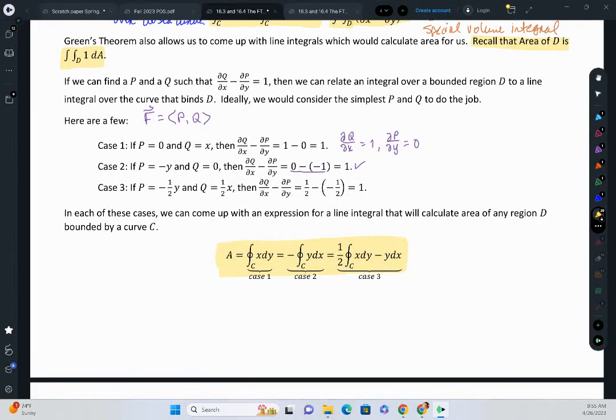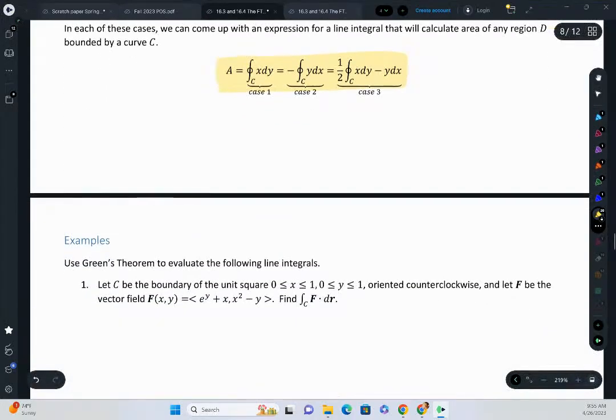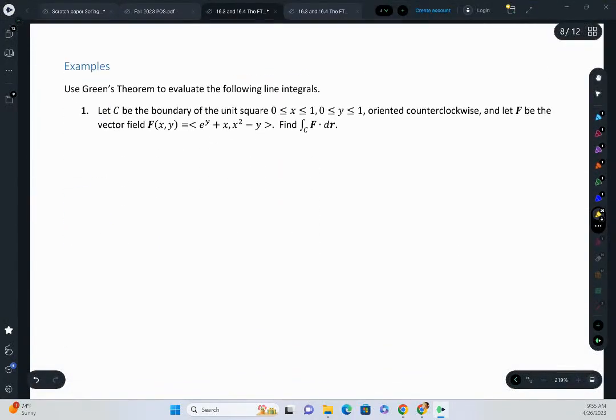Now, the curve C is going to be unique to whatever the region D is, but the integrand itself is just merely satisfying the criteria that I just talked about. So it's kind of weird, right? We're going to try to evaluate area, and instead of using a double integral over 1, we're going to go to a line integral to do so. All right, let's get to some examples.